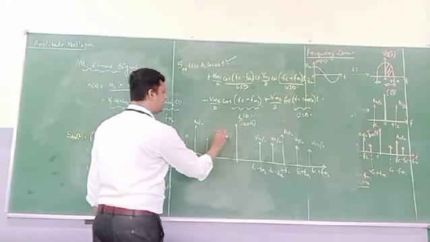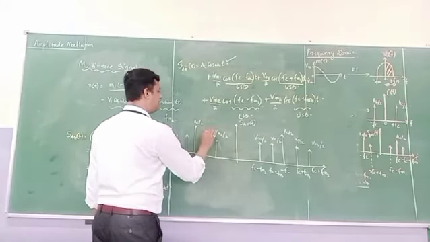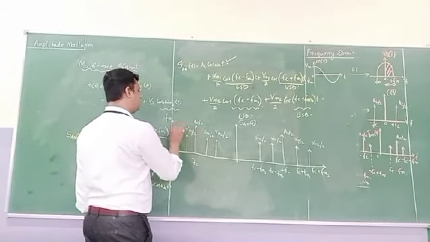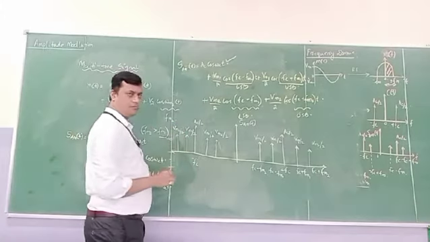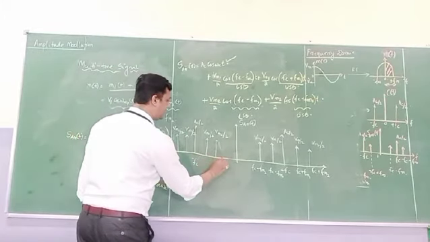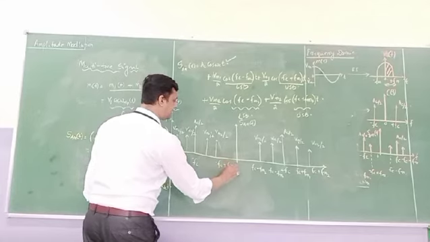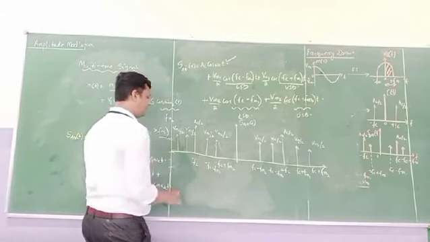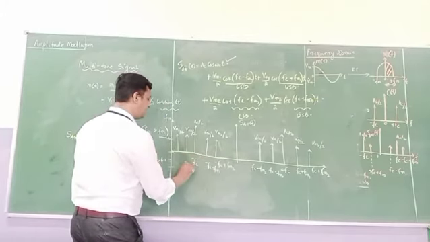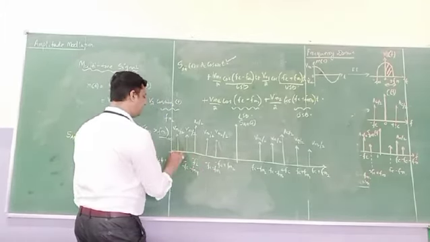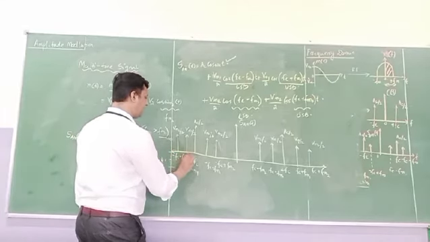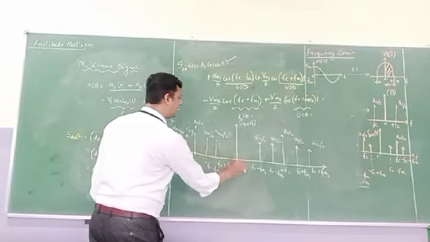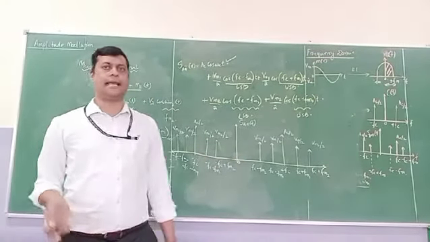So here it is Vm2 divided by 2, Vm1 divided by 2. This is Vm1 divided by 2. This is Vm2 divided by 2. Here it will be minus Fc plus Fm2. It is minus Fc plus Fm1. Similarly, minus Fc minus Fm1. This is minus Fc minus Fm2. So these are the frequency components available on both sides with respect to the carrier frequency.